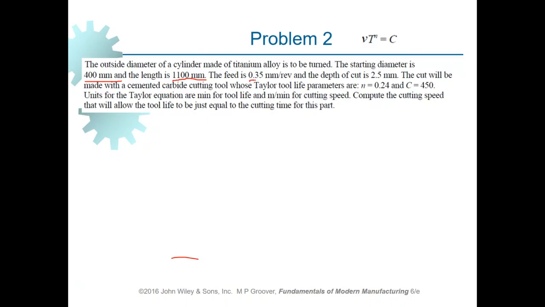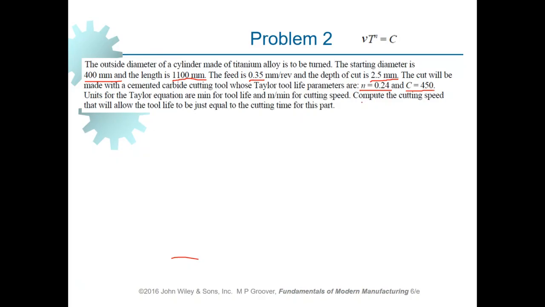Feed f is given, 0.35. Depth of cut is also given, 2.5 millimeters. The cut will be made with a cemented carbide cutting tool, whose Taylor tool life exponent n is this much, and also the C value is this much. So the values of the tool life equation are given. We know the value of n, we know the value of C, we know the dimensions of the workpiece material, and feed and depth of cut are also given.